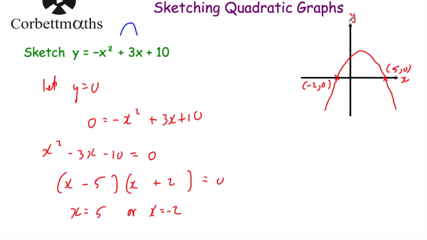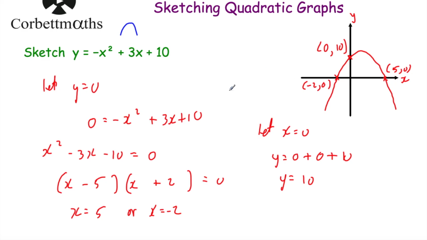Now let's find where it crosses the y-axis by letting x equal 0. So let x equal 0. And if we let x equal 0, we get y equals negative 0 squared, that's 0, plus 3 times 0, that's 0, plus 10. So we found that y is equal to 10. So that means it crosses the y-axis here at 0, 10. Okay, so that's fantastic. And that's it. So if we were asked to sketch that graph, and we're just asked to do a sketch of y equals negative x squared plus 3x plus 10, that would be my sketch.